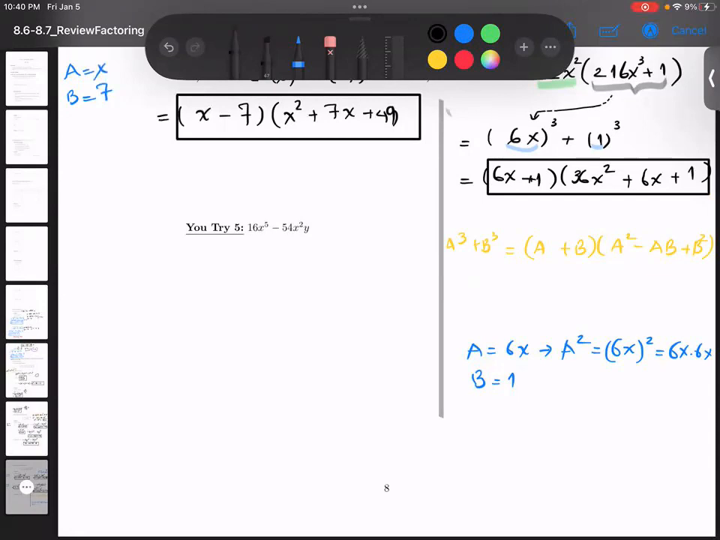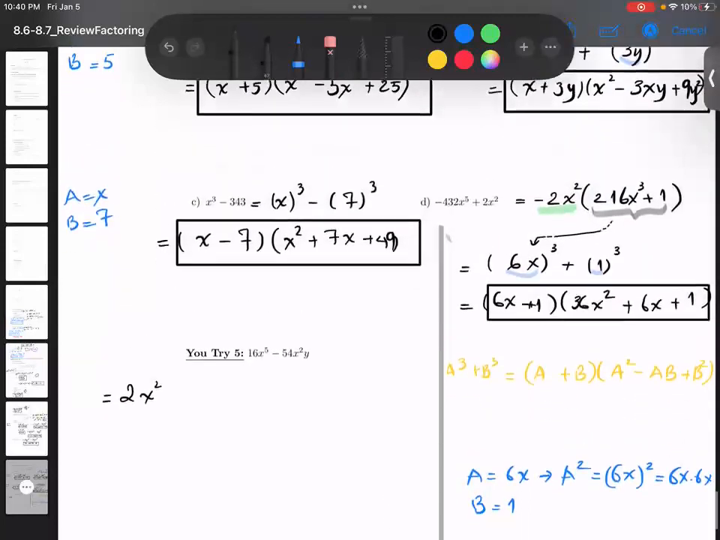Last one. I have 16x to the fifth minus 54x squared y. First thing first, I see some GCF here, right? 16 and 54. I see 2, right? I can factor out a 2. But by the way, first thing first, it is in descending order. Forgot to mention here that between 16 and negative 54, I can factor out a 2. x to the fifth and x squared, I can factor out x squared. Oh, you know what? One more thing. Oh, I forgot about that.